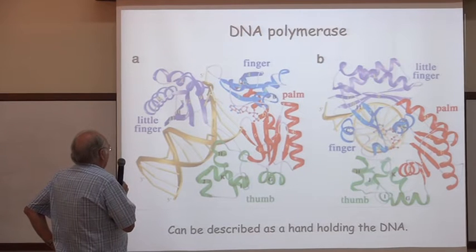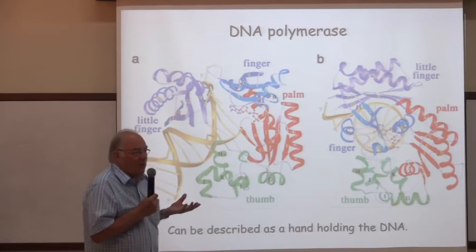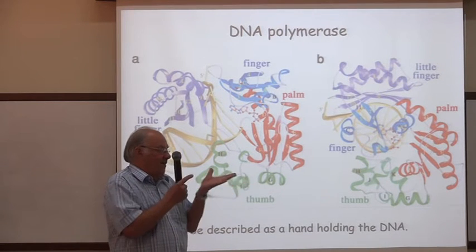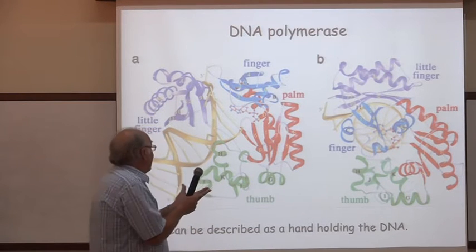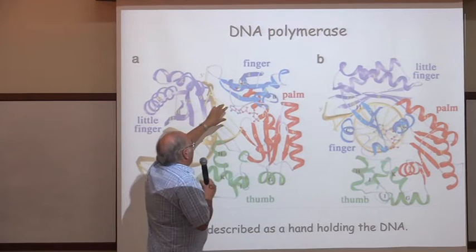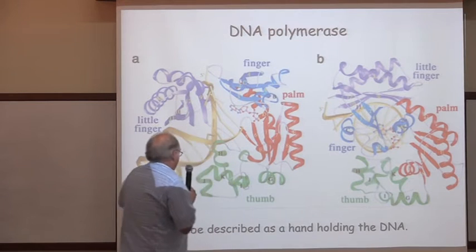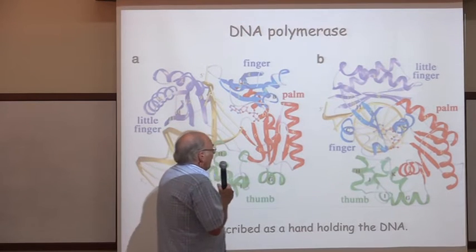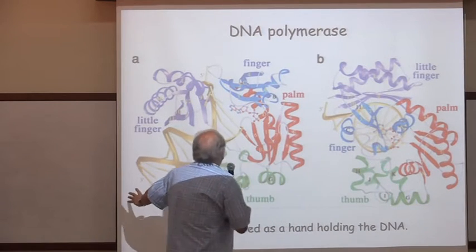So here is then the structure of DNA polymerase. And the simplified picture of the whole thing is like a hand holding onto the DNA. So in the hand, there's a palm, there is a thumb, there are fingers, and there's a little finger. So the little finger is this purple structure. The other fingers here are the blue. The palm is colored in red, and the thumb is colored in green here. So this is from two slightly different views. Here you see the DNA straight down, and here you see the DNA coming from the side here.